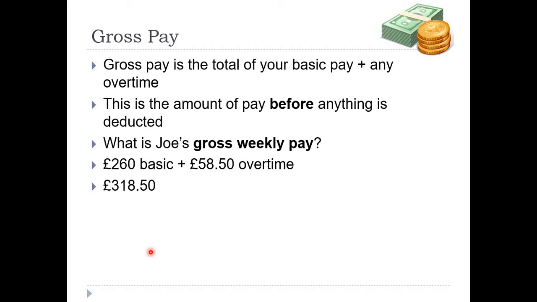So your gross pay is the total of your basic pay plus any overtime. So this is the amount of pay before anything is deducted. So what is Joe's gross weekly pay? So we've got our £260 basic and our £58.50 overtime. We add those together to get £318.50. And that is going to be his gross weekly pay because it's his basic pay plus his overtime.